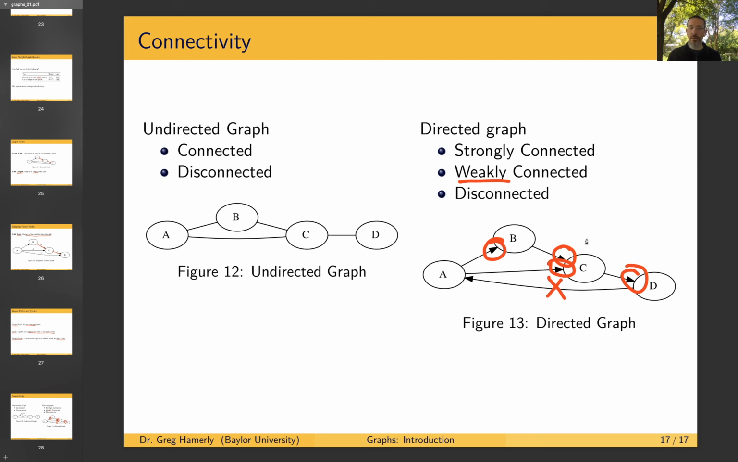And that's it. So next time we'll start talking about some more advanced topics regarding how we can move around and find things in graphs.